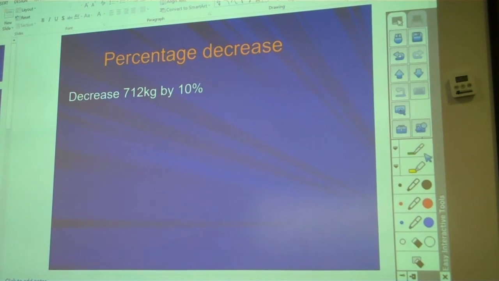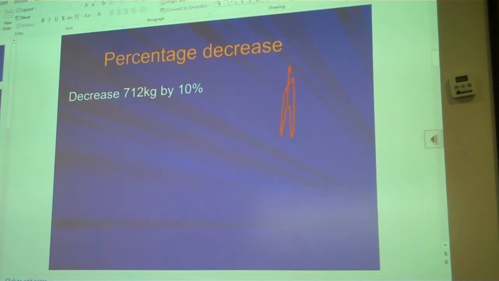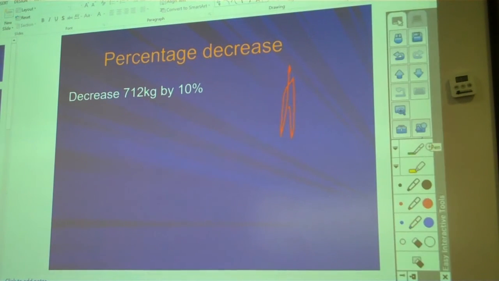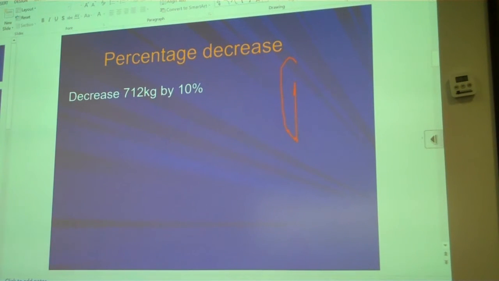90%. Amy, what would my multiplier be? 0.9. So, 0.9 multiplied by 712 gives me... 6.408. I don't think it's going to give me 6 point anything.